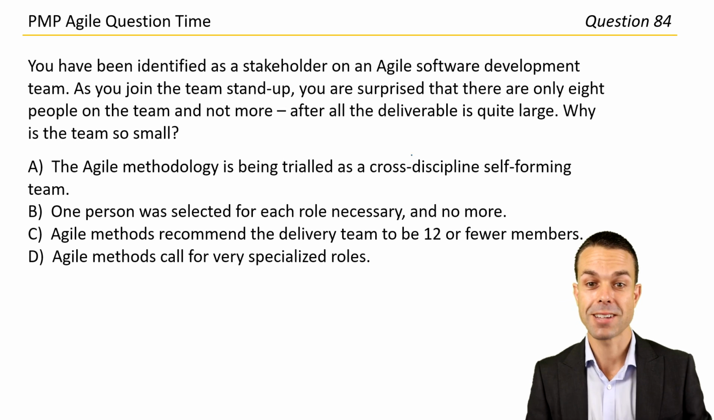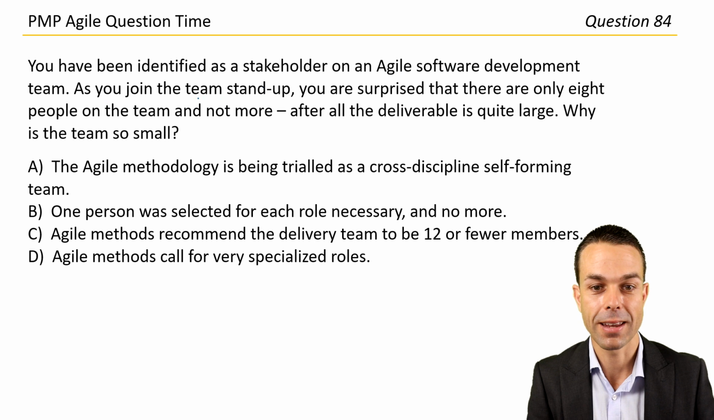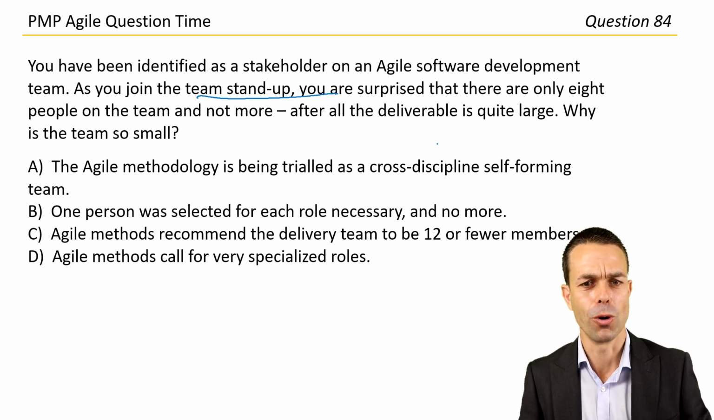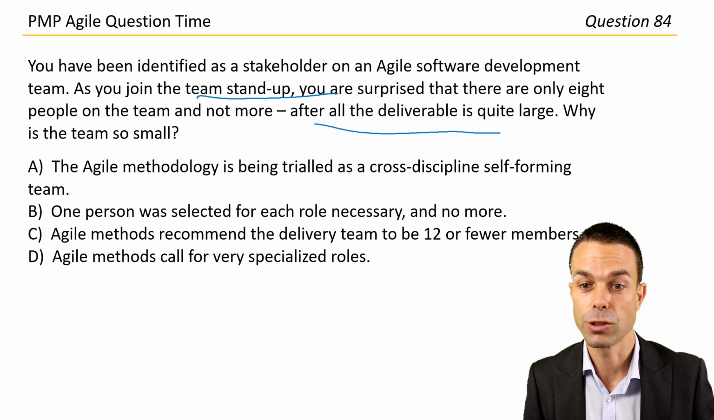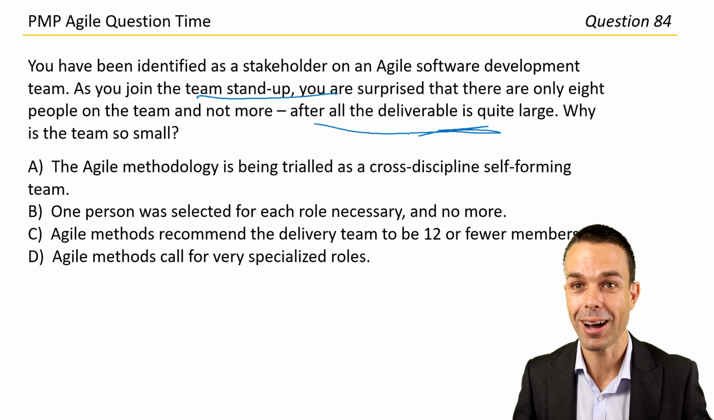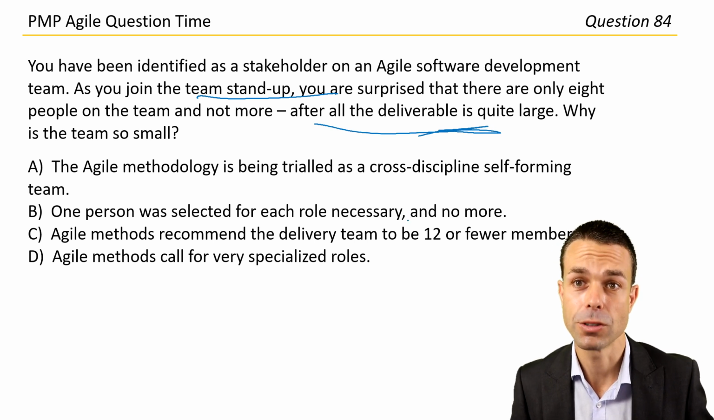You've been identified as a stakeholder on an agile software development team. As you join the team stand up, you're surprised that there are only 8 people on the team and no more. After all, the deliverable is quite large. Oh no, if it's large, we must need heaps of people, right? Actually, not right. So let's see why. Why is the team so small?